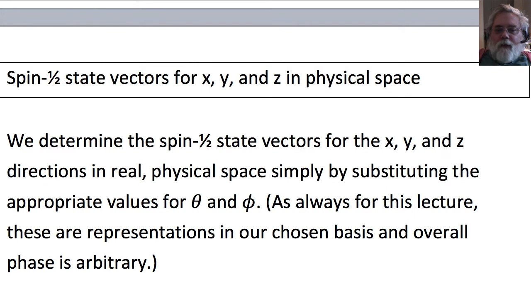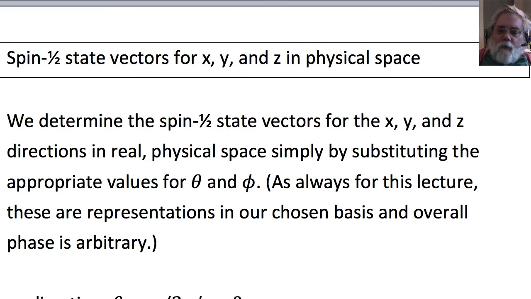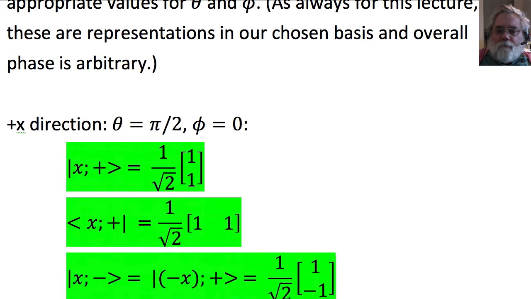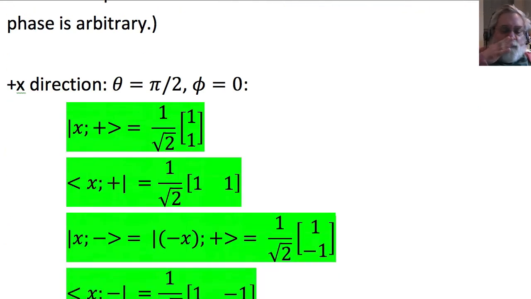Spin 1/2 state vectors for x, y, and z in physical space. We determine the spin 1/2 state vectors for the x, y, and z directions in real physical space simply by substituting the appropriate values for theta and phi in our general form with n vector. As always for this lecture, these are representations in our chosen basis, z plus and z minus, and overall phase is going to be arbitrary.